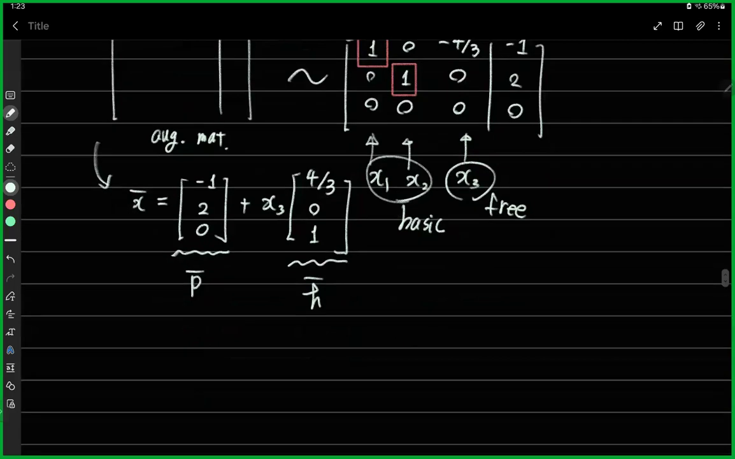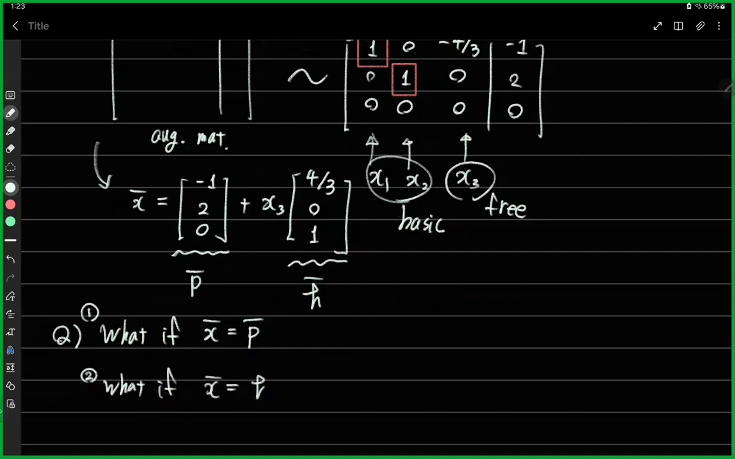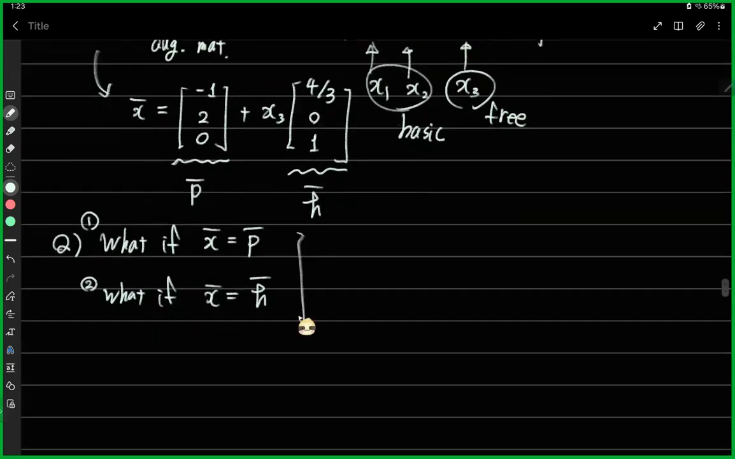So think about this question. What if X bar is P? Question 1. Question 2. What if X bar is H? I'm sure that one of them is a solution of the homogeneous system. Okay, so let's figure it out.